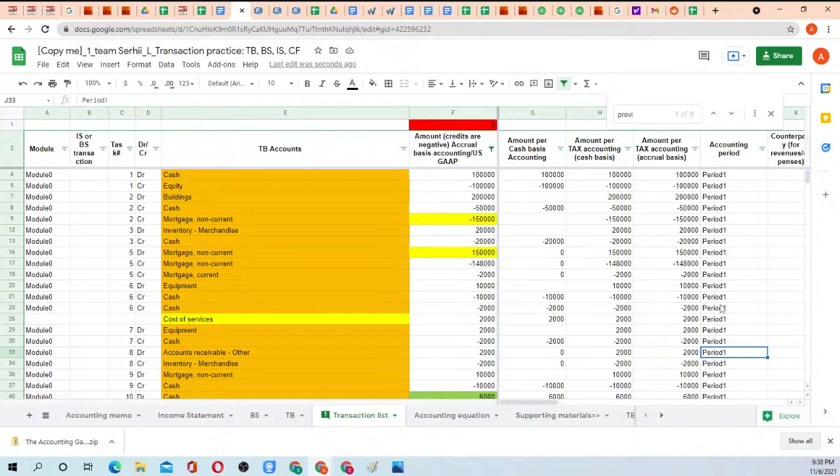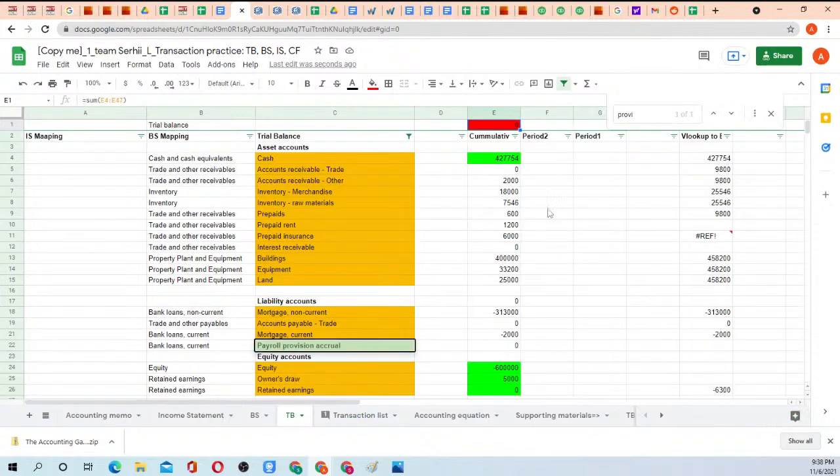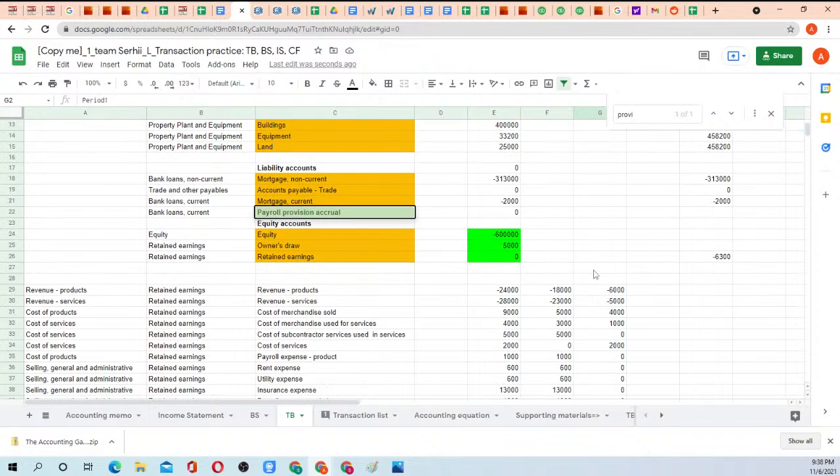It is more a spreadsheet exercise, not an accounting exercise. Okay. So, and then in trial balance, I add period 1 here, period 2 here. And I use SUMIFS function. I have a separate video on the SUMIFS. So how I use SUMIFS function?